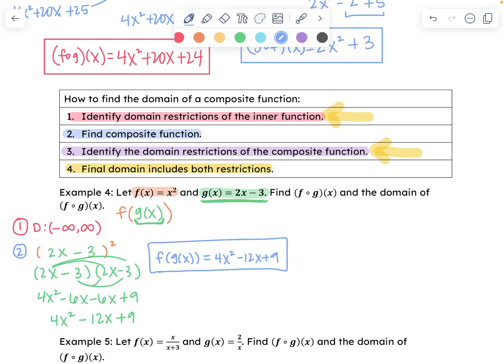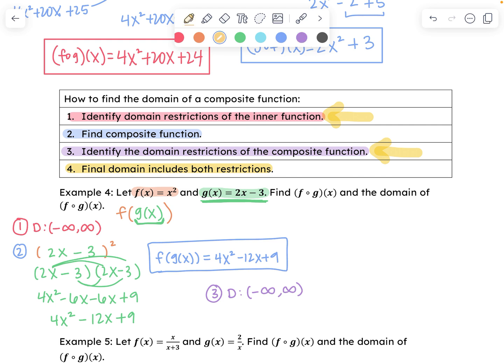So I found the domain restrictions for the inner function. I found the composite function. Now I need to find the domain for the entire composite function and see if there are any restrictions, which this entire composite function is a quadratic function. So just like linear functions, quadratic functions don't have any domain restrictions. So that means that the domain here is negative infinity to infinity.